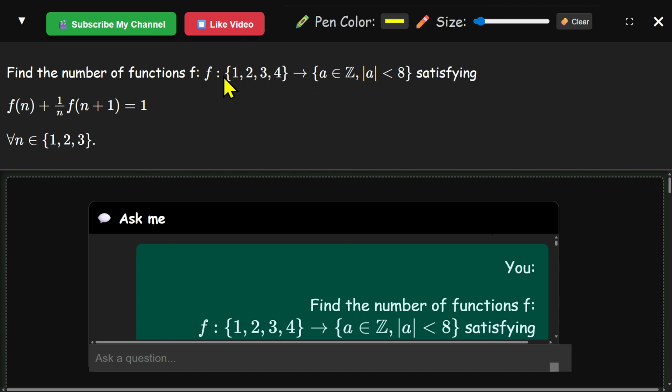Find the number of functions f from {1, 2, 3, 4} to A, where A belongs to Z with |a| less than 8, satisfying f(n) + (1/n) f(n+1) = 1 for n belongs to 1 to 3. So find the number of functions f. {1, 2, 3, 4} is the domain, and the codomain is the set of a belonging to Z with |a| less than 8, satisfying this condition: f(n) + (1/n) f(n+1) = 1.